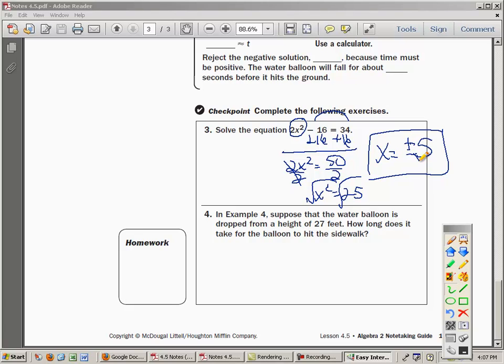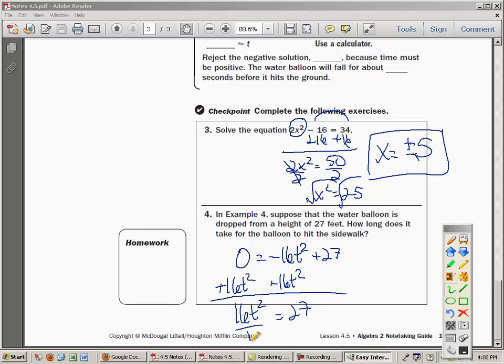If you remember that, that will serve you well for our next lesson as we start talking about pluses and minuses. All right, in example number 4, again, we want to know when it hits the ground. It's negative 16t squared plus the initial height of 27. I'm actually going to add the 16t squared to both sides because I'd rather have my variables be positive. This is then 16t squared equals 27. Divide both sides by 16, and you get t squared is approximately 1.6875 or something like that.